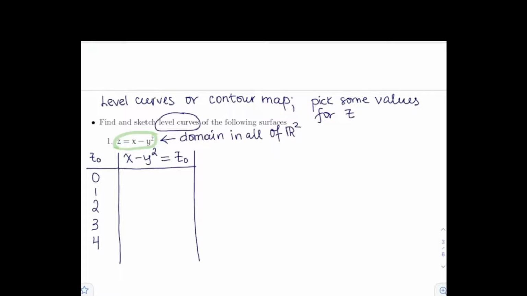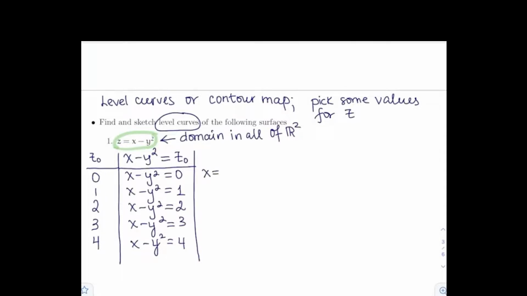All right, let's take a look. So what do we get? Now I'm going to set x minus y squared is equal to 0, x minus y squared is equal to 1, and I'm just going to set my function to these values right here. Okay, now I would like to see what that looks like. These are now curves. Think about it kind of like bringing it down 1 dimension or projecting onto the xy plane.